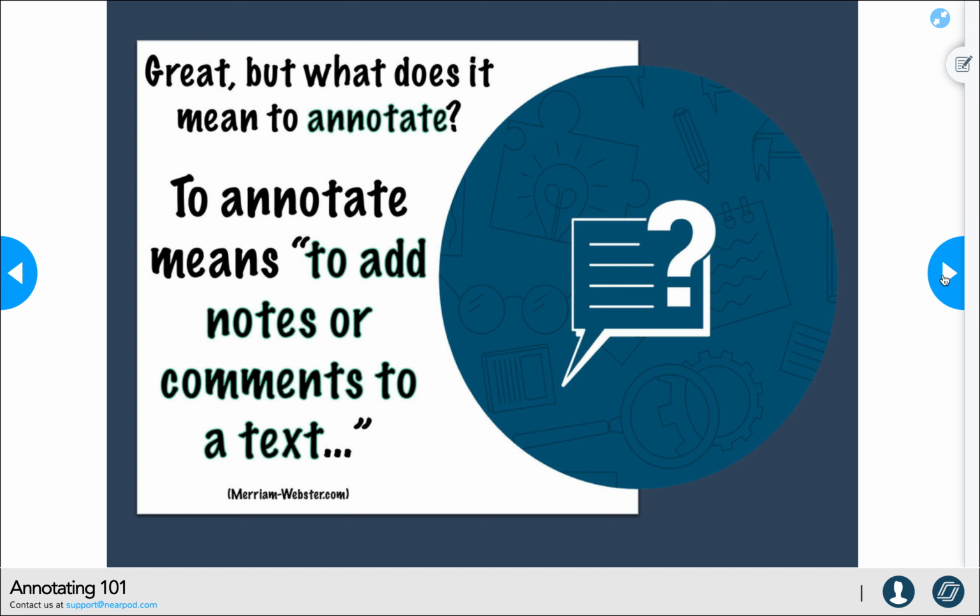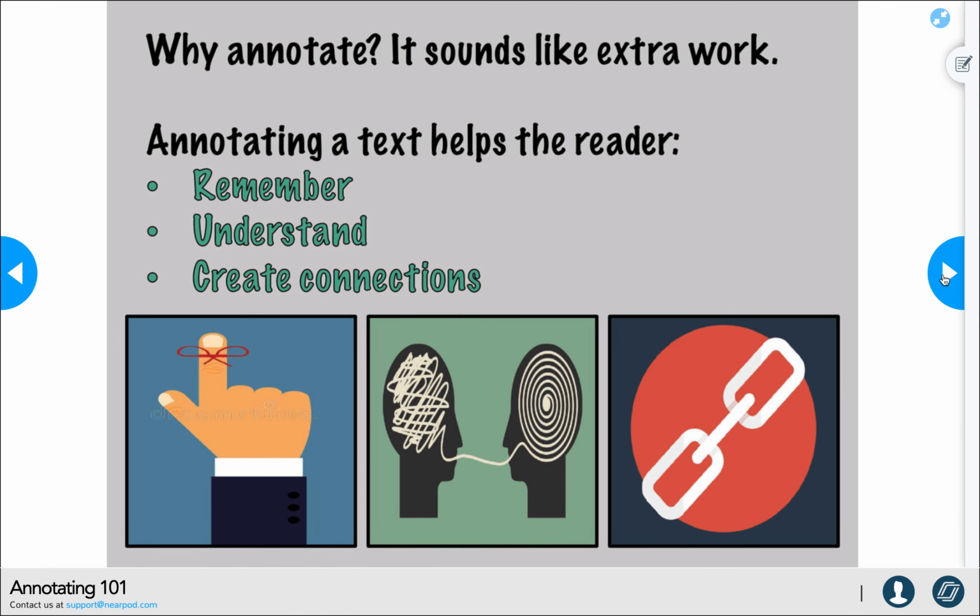So, you might be saying, great, Ms. Garcia, but what does it mean to annotate? To annotate means to add notes or comments to a text, according to Merriam-Webster.com. So, basically, I'm going to be adding notes and comments to the text.